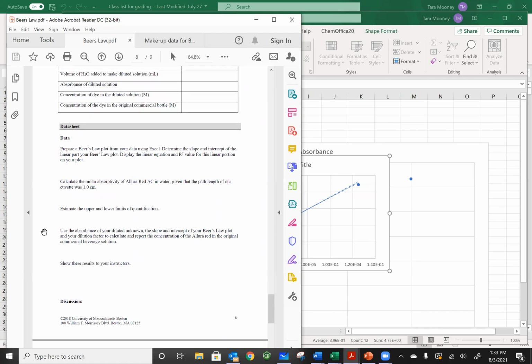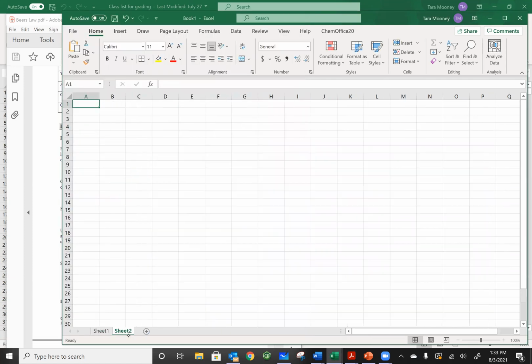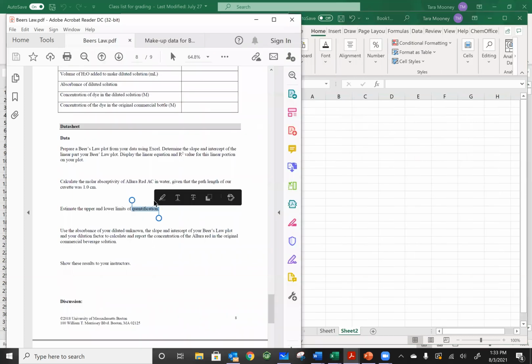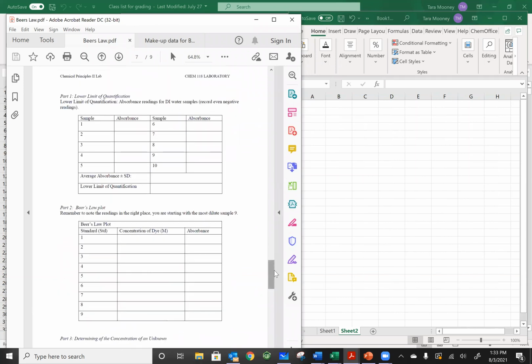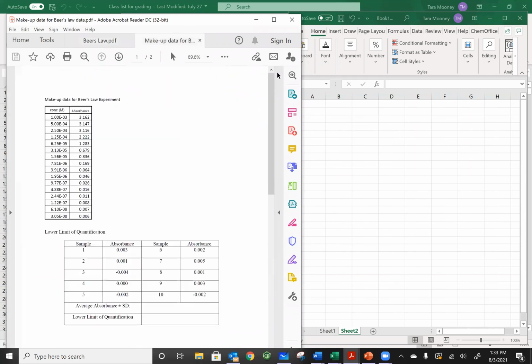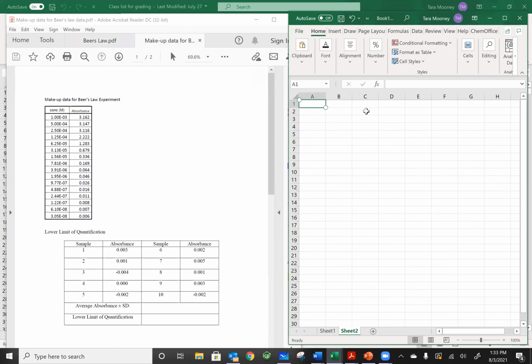All right, so let's do the lower limit of quantification now. I'm going to add another sheet and let's do that data. I will show you how to get the standard deviation in Excel. All right, oh, I need the sample data. Okay, so let's just put those in.